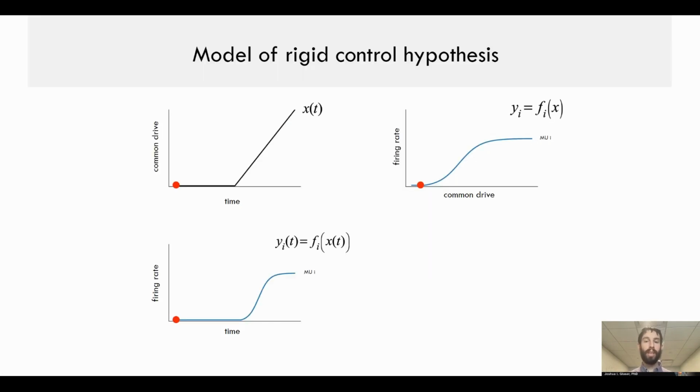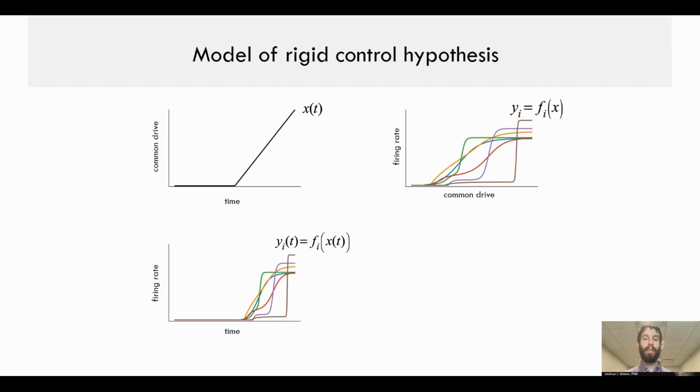And putting these two things together, right, we ultimately get that the firing rate as a function of time is going to be this link function, F, for each motor unit, as a function of X, that common drive. And so this is shown for one motor unit. But we, as I briefly mentioned before, can get up to 20 a session. It's generally between 3 and 20 on individual sessions.